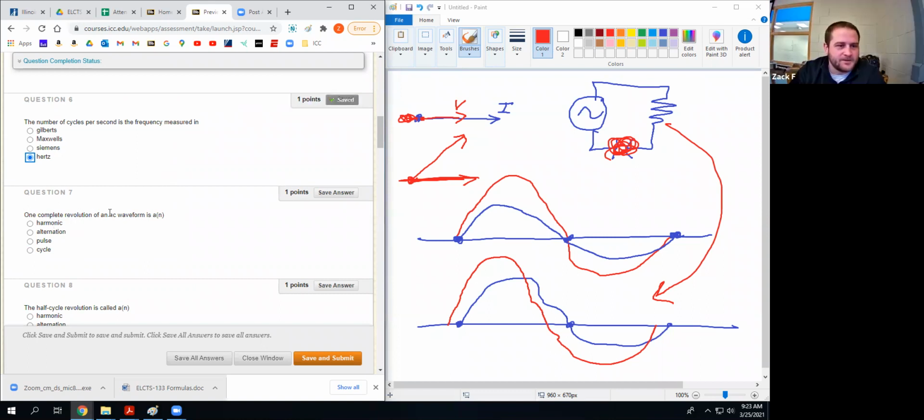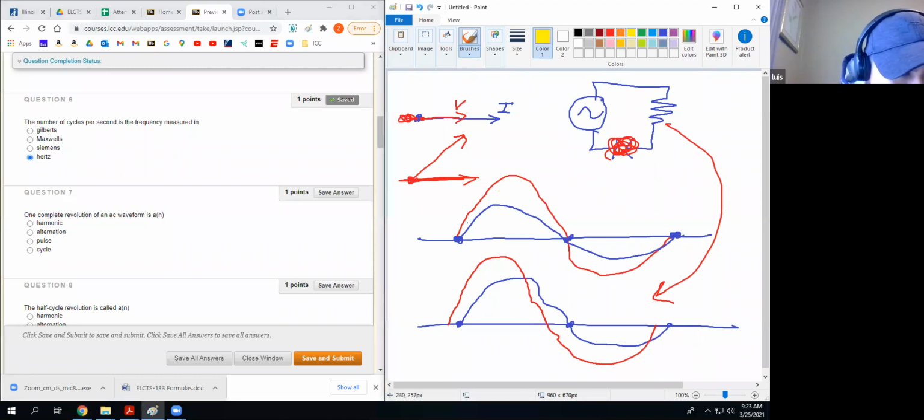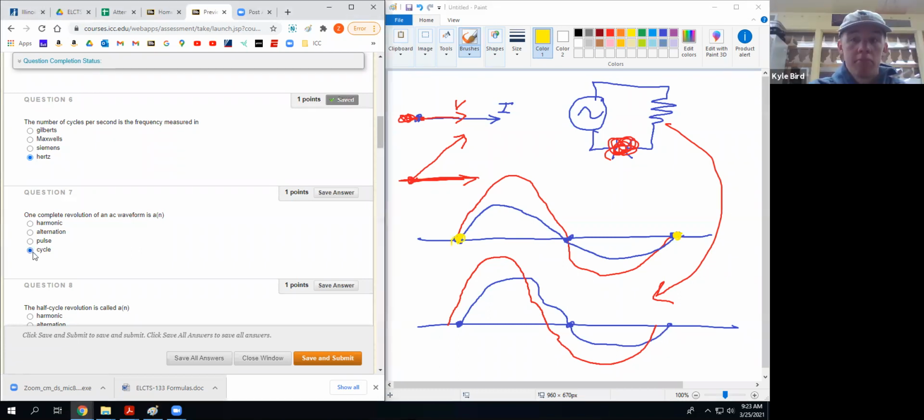One complete revolution of an AC waveform is? So from here to here, one complete revolution, 360 degrees. What's that called? Cycle.